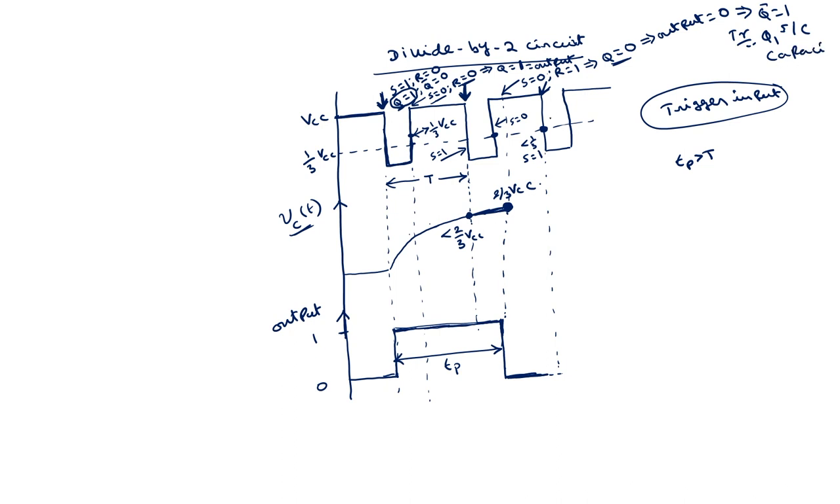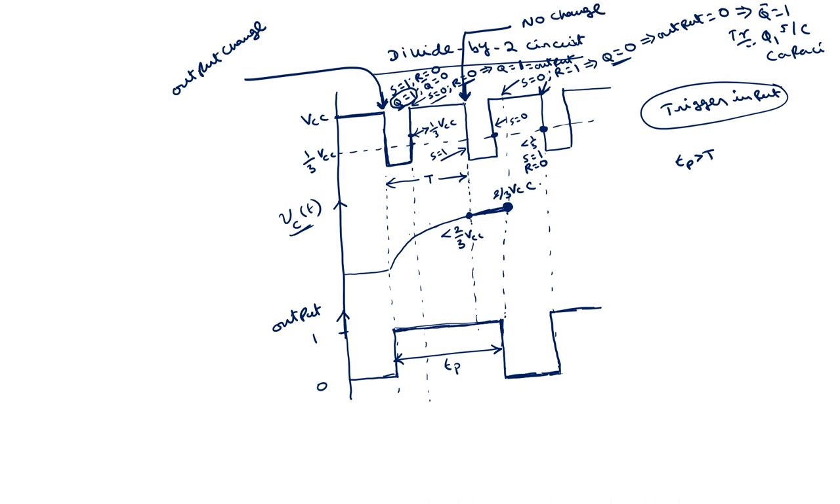So, as a result of that, at this point what happens is this R becomes 0. So, because S is equal to 1, R is equal to 0, again the output will be 1. So, again it will go to the high. Like that this will continue. So, one point that you have to remember here is at this point output will change. So, at the second trigger, no change.